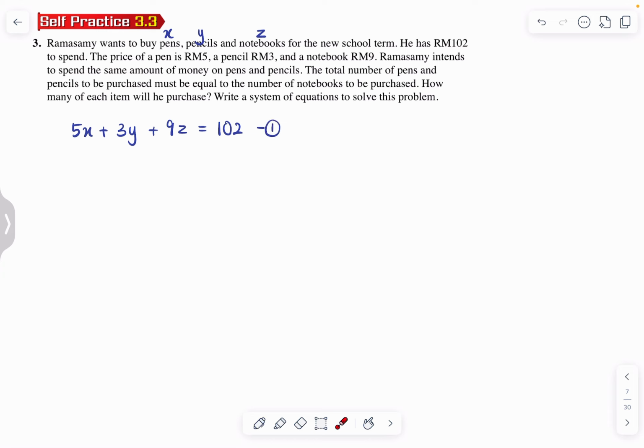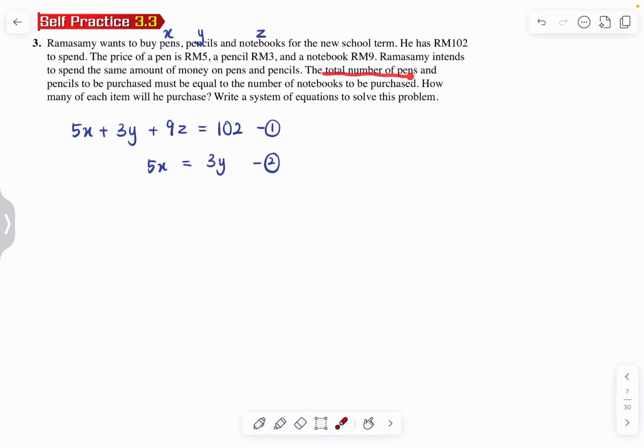Then we sambung. Ramasamy intends to spend the same amount of money on pens and pencils. Okay, so he spends 5x on pens and he spends 3 ringgit times Y number of pencils. So both of these must be same amount. Therefore 5x must equal to 3y. Equation 2.